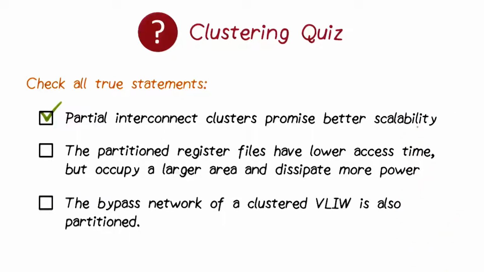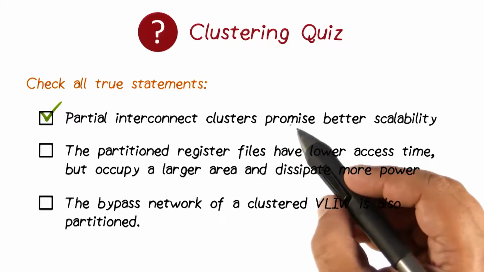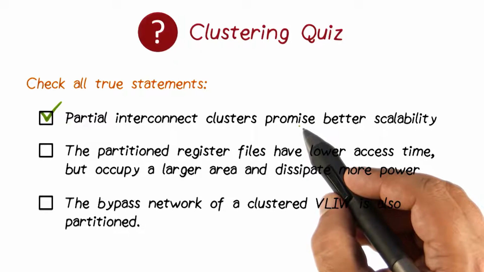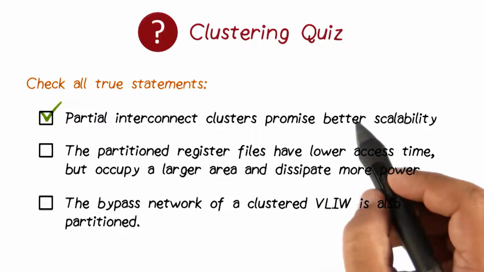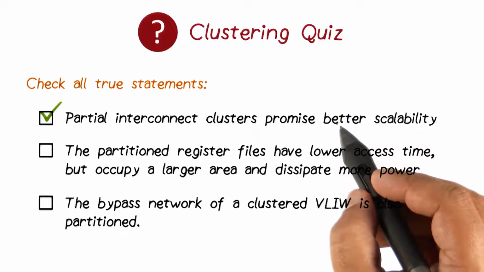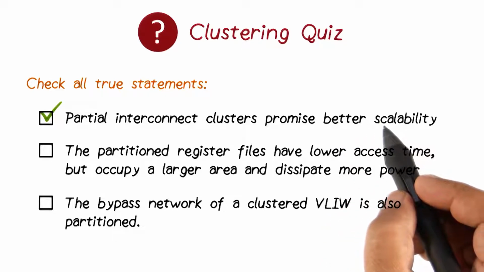The first statement, partial interconnect clusters promise better scalability. This statement is true. The reason is we do not need a complete interconnectivity between the different register files because the types of communication that can occur between the partitions of the register file are quite sparse. So a partial interconnect is quite sufficient, and in fact, if you have to implement a full interconnect, it will cost a lot of die area and it will not work, especially when you have a large number of clusters. Therefore, partial interconnects provide better scalability.